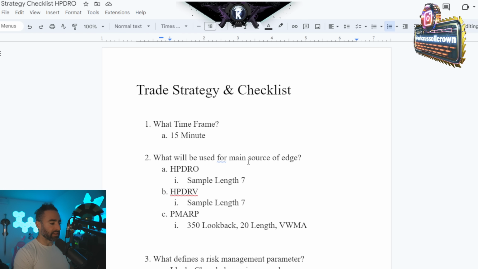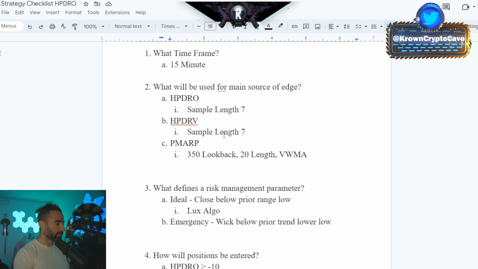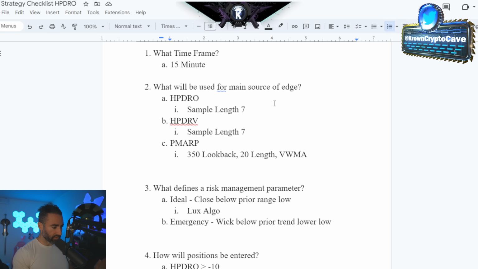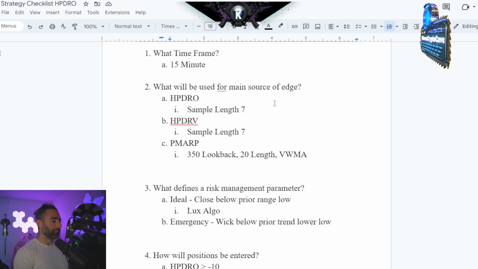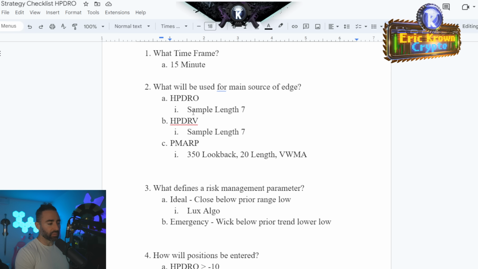What will be used for the main source of edge? We're going to be using the HPDRO, so the oscillator. We're going to be using the HPDRV, volatility, and we're going to be using the PMARP. Those are the only tools. Pretty damn simple here. I did want to make a note that for the HPDRO and the HPDRV, using a sample length of 7.